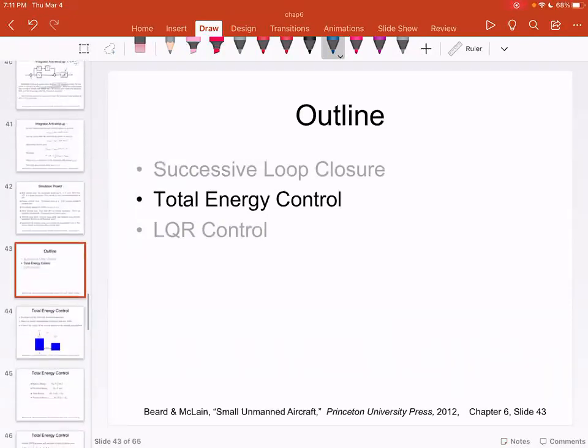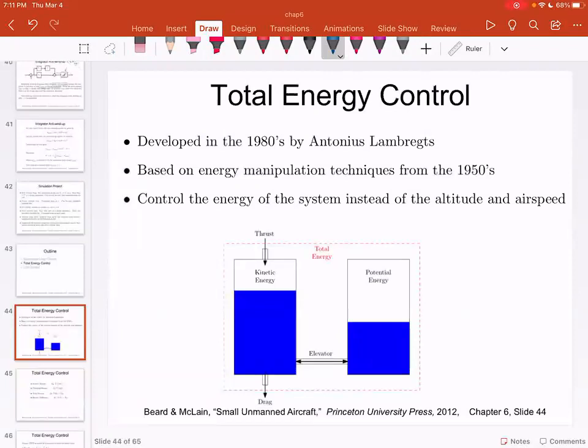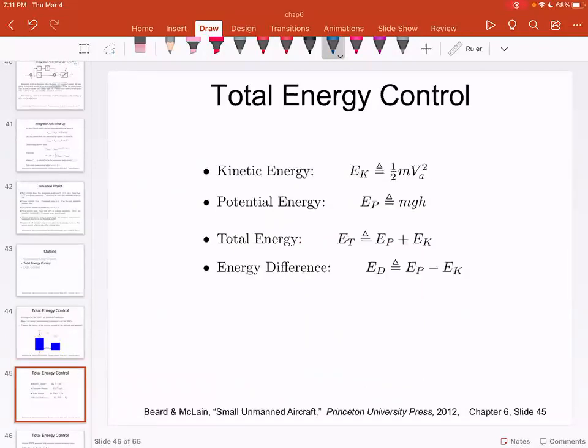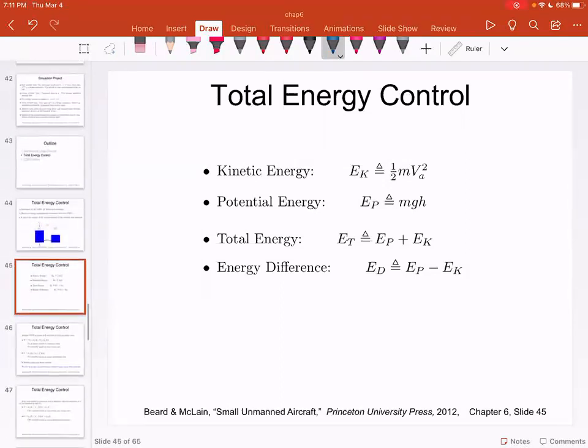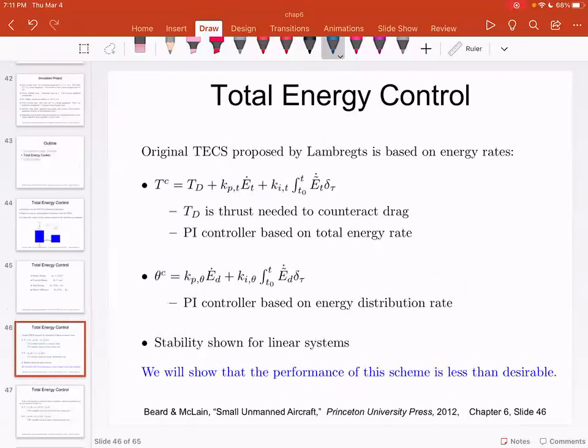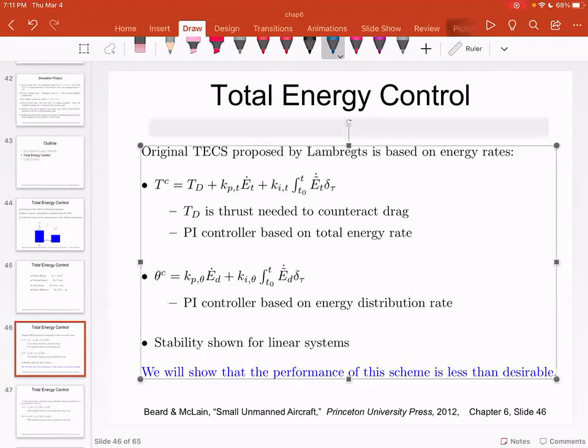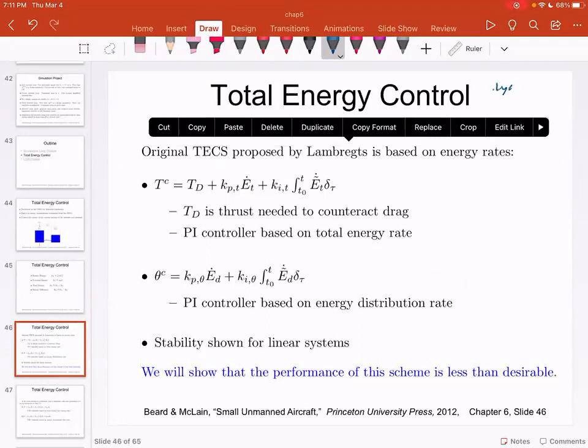So in the total energy control, what you want to do is minimize the rate of change of energy. And that is achieved by using suitable control laws. So if the system has kinetic energy and potential energy, you have the total energy and you have the energy difference. So you use this energy parameter and then develop a controller that will minimize the energy. And this is something similar to the Lyapunov approach.